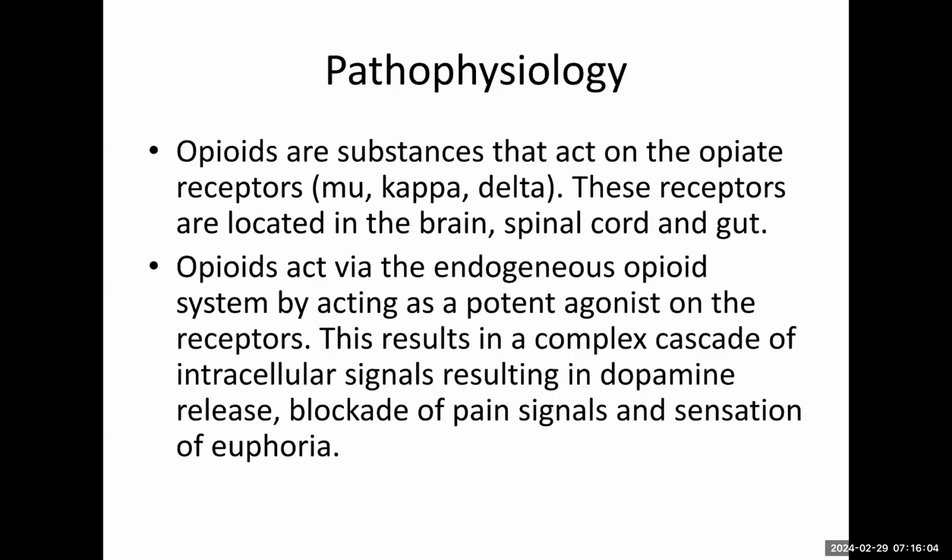The pathophysiology: the opioids are substances that act on the opioid receptors, the mu, kappa, and delta receptors. These receptors are located in the brain, spinal cord, and the gastrointestinal system. The opioids act via the endogenous opioid system by acting as a potent agonist on the receptors. This results in a complex cascade of intracellular signals, resulting in dopamine release, the blockade of pain signals, and sensation of euphoria.